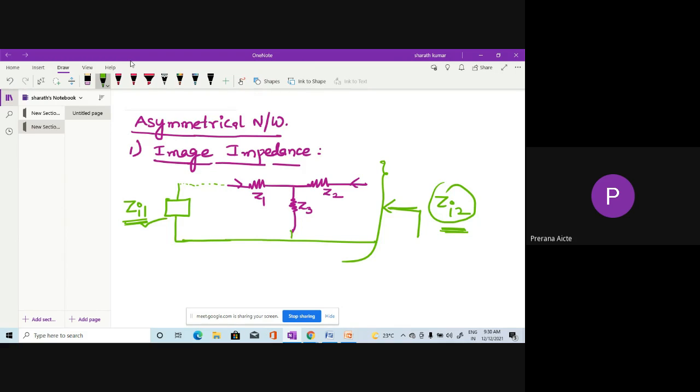In a similar manner, we have a load at port 1. You can name it as ZI2. Then if you look at port 1, you need to calculate ZI2 from port 2. So these are the two values you need to find in order to determine the image impedance of that particular asymmetrical two-port network. We will derive the image impedance of that two-port network now.